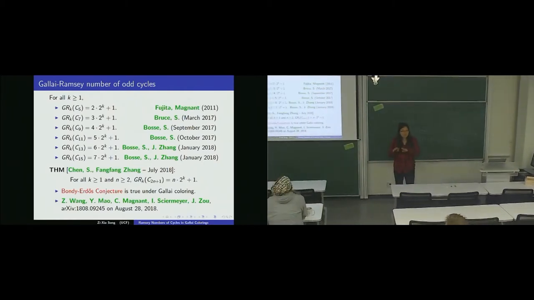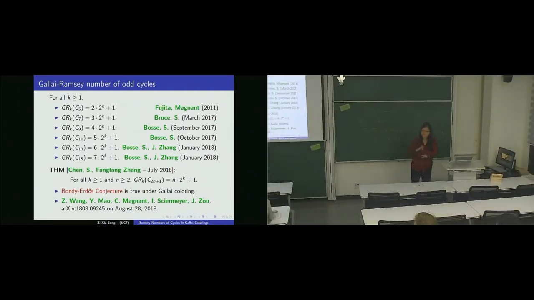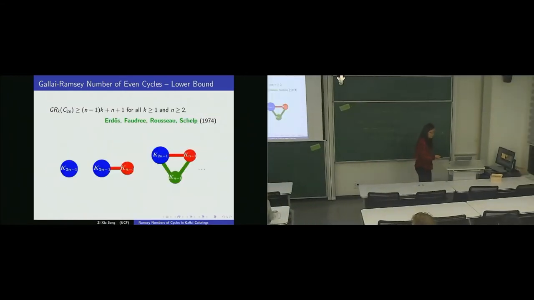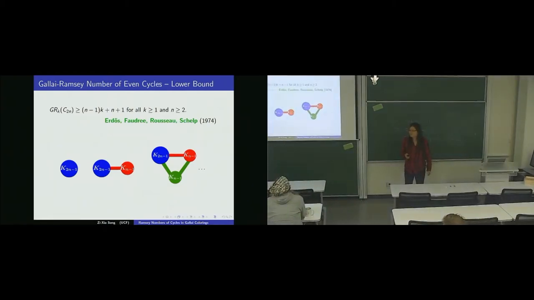To determine the Gallai-Ramsey number of all the cycles, we actually do use the Gallai-Ramsey numbers of even cycles. Now, what is the story for even cycles? The construction for even cycles is different from that for all the cycles. So, if I give you one color, what can you do?